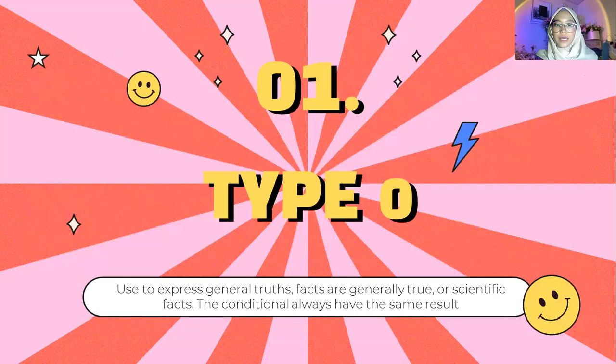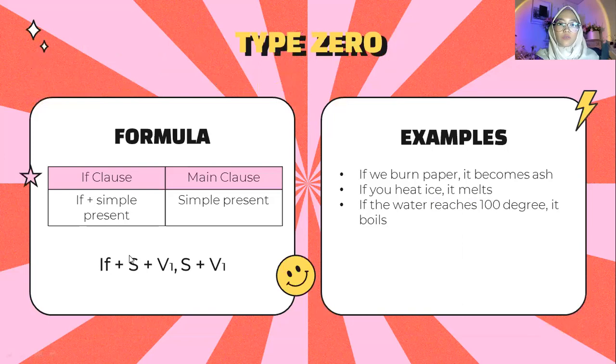First is type 0, used to express general truth. Facts are generally true or scientific facts. The conditional always has the same result. This is the formula of type 0. We use simple present tense and simple present tense for both the if clause and the main clause. If plus subject plus verb 1, comma, subject plus verb 1.